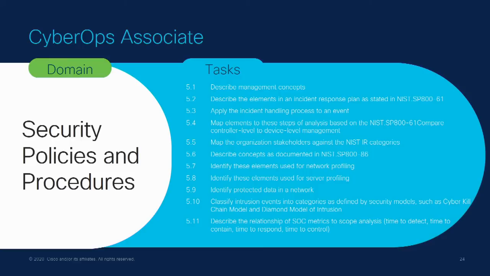And 5.9, really how data protection works in a network. PII, PSI, PHI, how protecting your data and what types of data are protected is what you're going to need to know there. Then 5.10, Veer's going to dive deeper into that. We're looking at intrusion events. And then the relationship at the end of SOC metrics to scope analysis. So Veer, I'm going to let you jump into 5.6 and 5.10 and really give us some meat there.